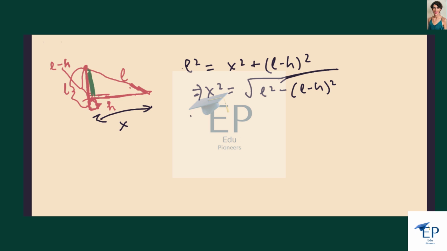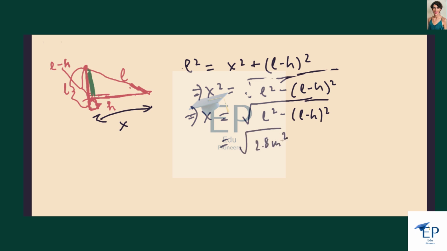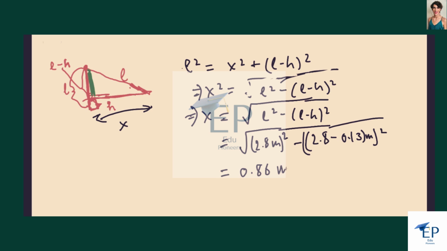So x is just the square root of that, right? x is the square root of L squared minus (L minus H) quantity squared. And L, as we know, is 2.8 meters, squared, minus 2.8 minus 0.13 meters, as we just found, quantity squared. That was the whole point of finding H, so that we could put that in there. And so the answer comes out to be 0.86 meters, or 86 centimeters, for horizontal displacement.